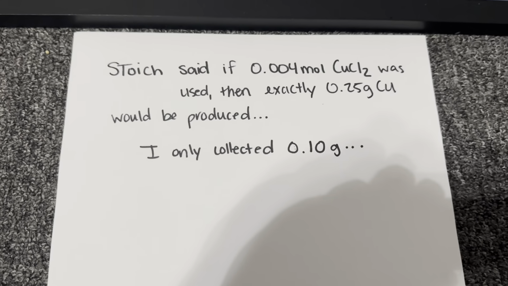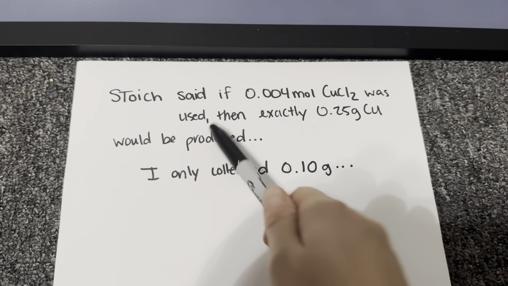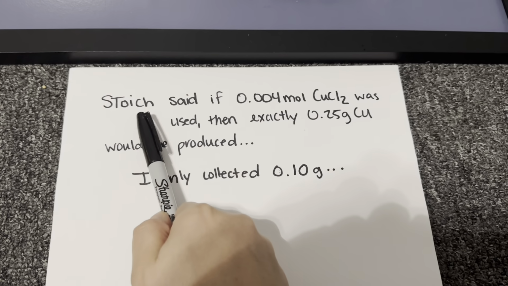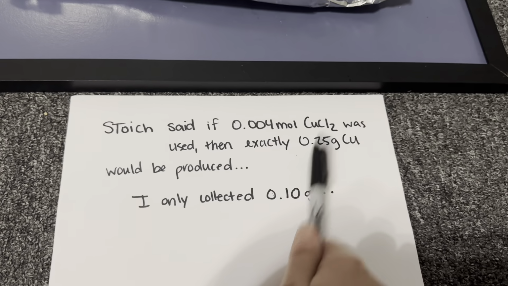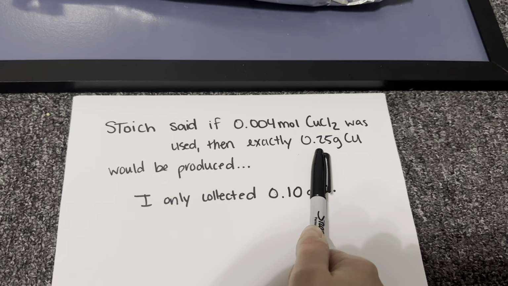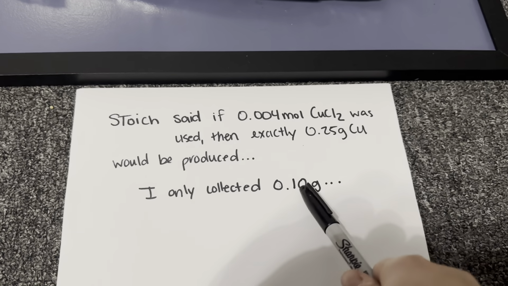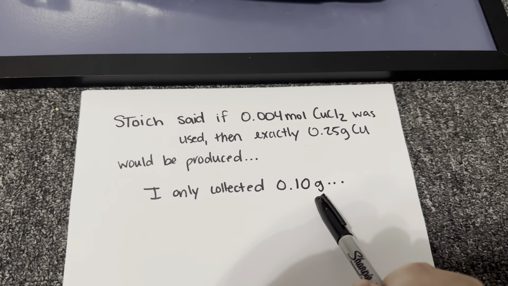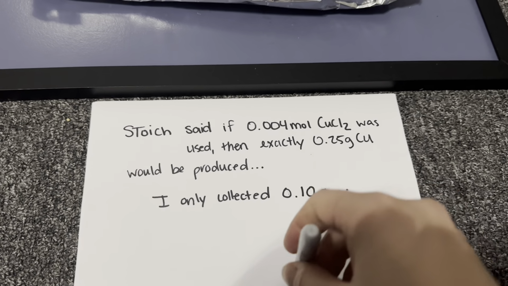So let's look at our last lab. So our last lab, we looked at copper chloride reacting with aluminum. So we did some reactions, and stoichiometry told us that if we used up all of our copper chloride, we should have gotten out exactly 0.25 grams of copper. However, I only collected 0.10 grams of copper. Was my reaction really good?